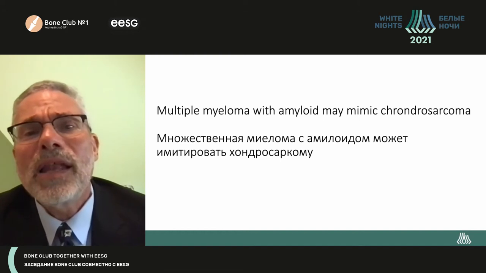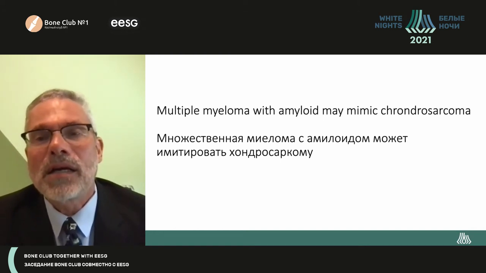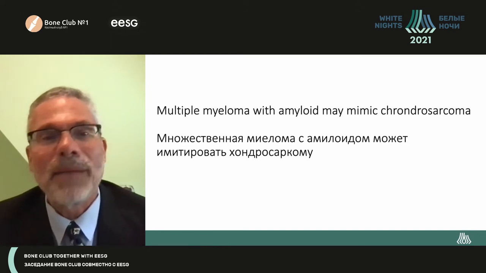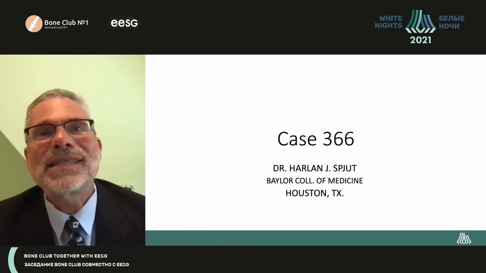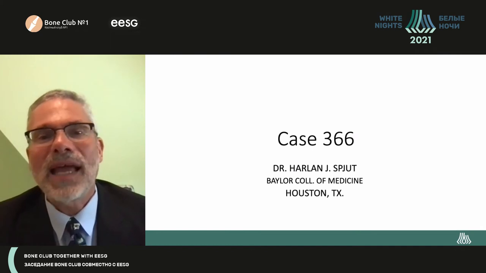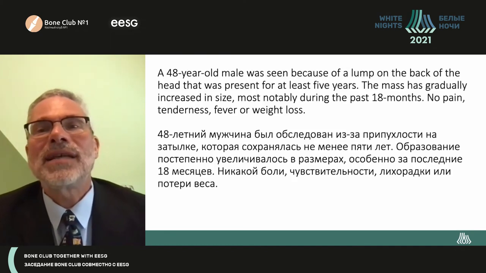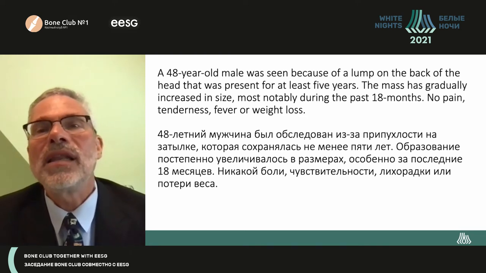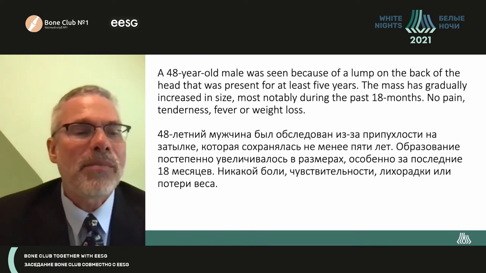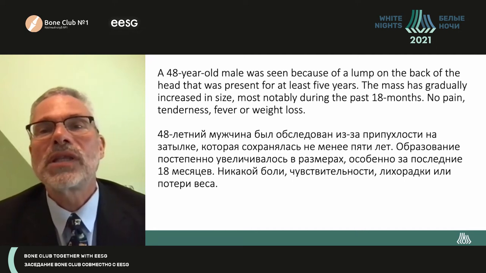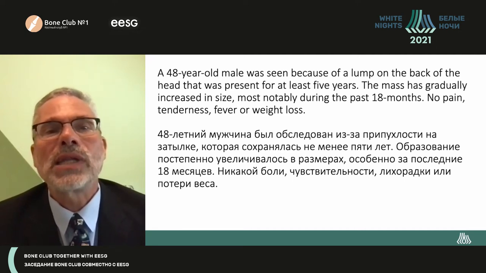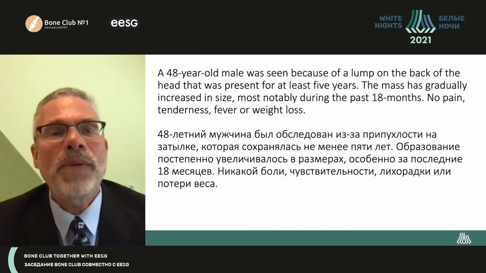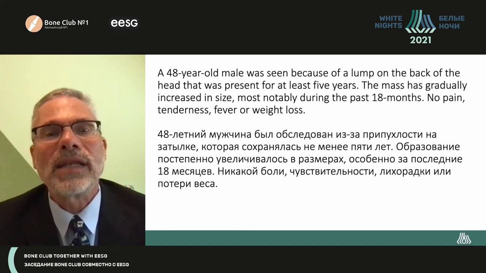Now, multiple myeloma with amyloid may mimic chondrosarcoma. This is an uncommon appearance, but I'm going to show you examples. It's the amyloid that calcifies, and that mimics the chondroid calcifications. This is a 48-year-old male seen because of a lump on the back of the head that was present for at least 5 years. The mass gradually increased in size, most notably during the past 18 months. No pain, tenderness, fever, or weight loss.